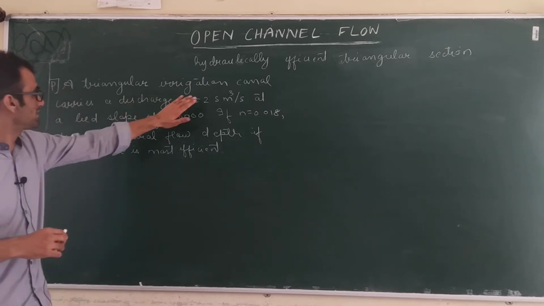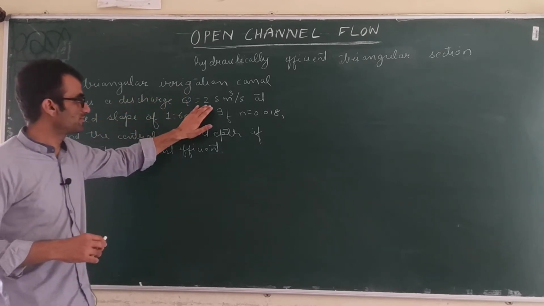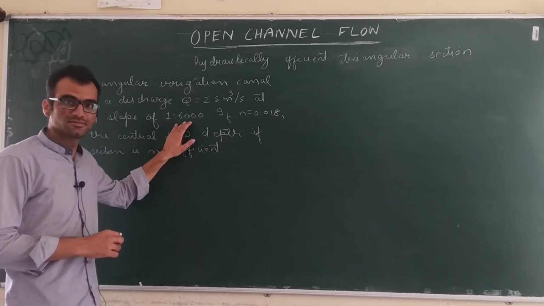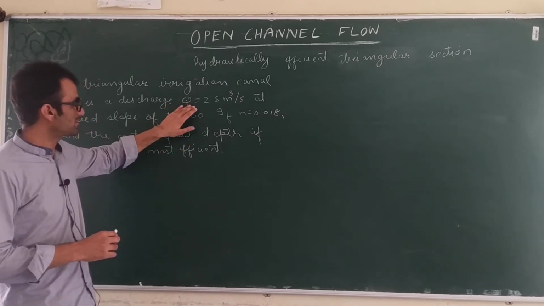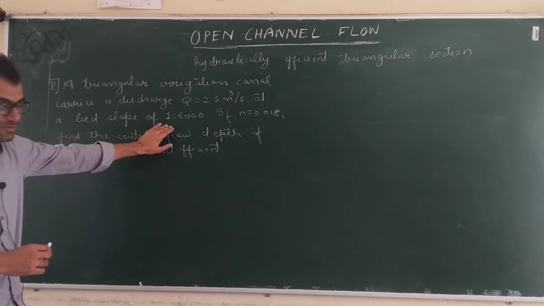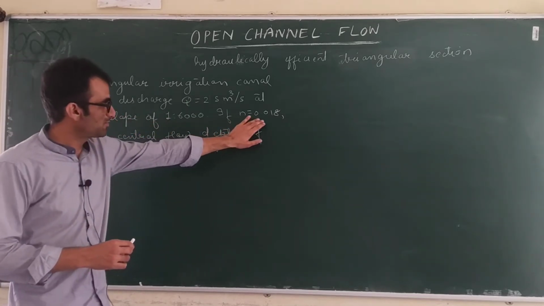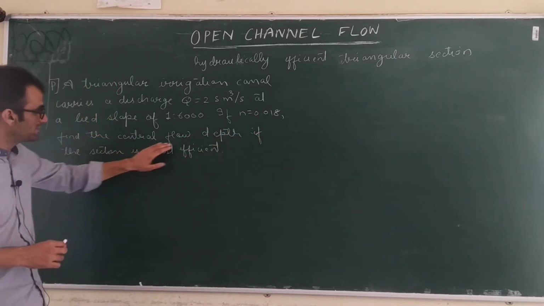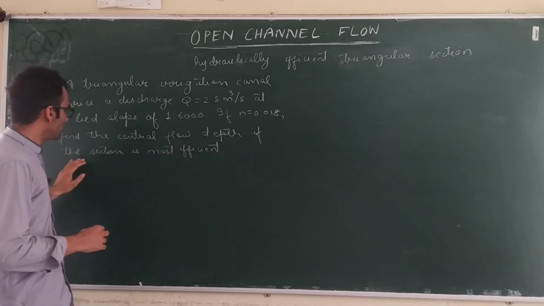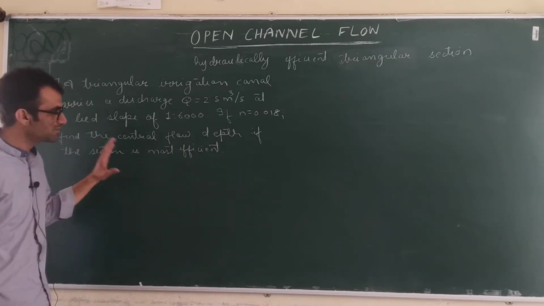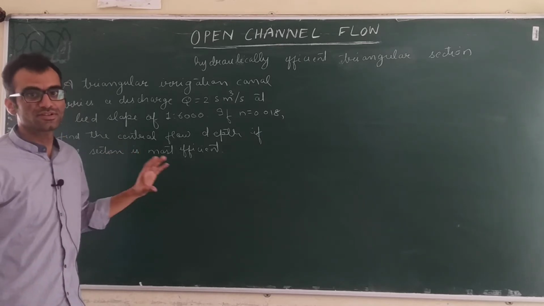A triangular irrigation canal carries a discharge of 25 meter cube per second at a bed slope of 1 in 6000. Okay, so this is given, the discharge passing through the triangular section is given, also the bed slope is given. Now if n is 0.018, so Manning's constant is also given. We have to find the central flow depth if the section is most efficient. Okay, so already it is given that this triangular section is a most efficient section.